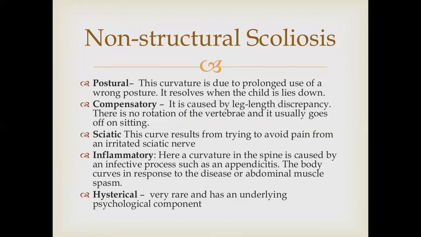Inflammatory: here a curvature in the spine is caused by an infective process such as appendicitis. The body curves in response to the disease or abdominal muscle spasm. Hysterical: very rare and has an underlying psychological component.